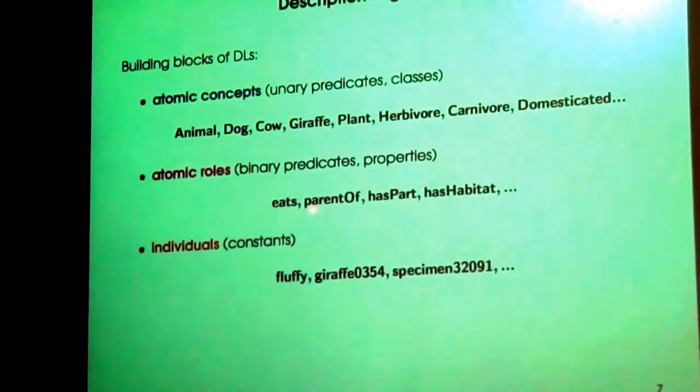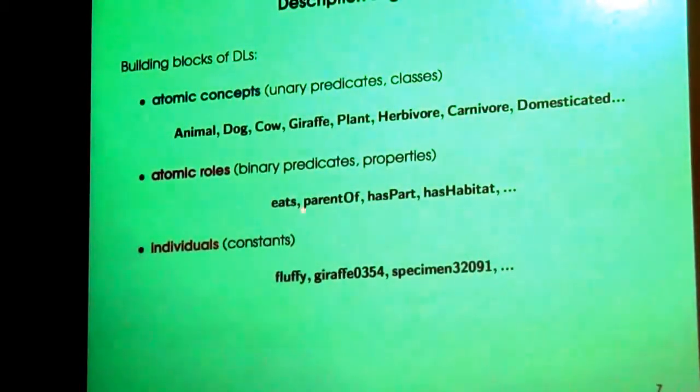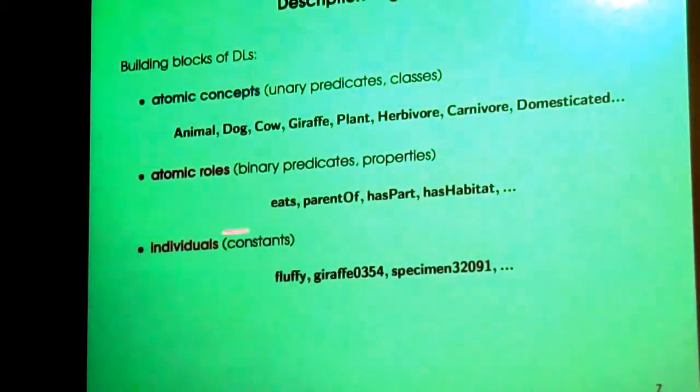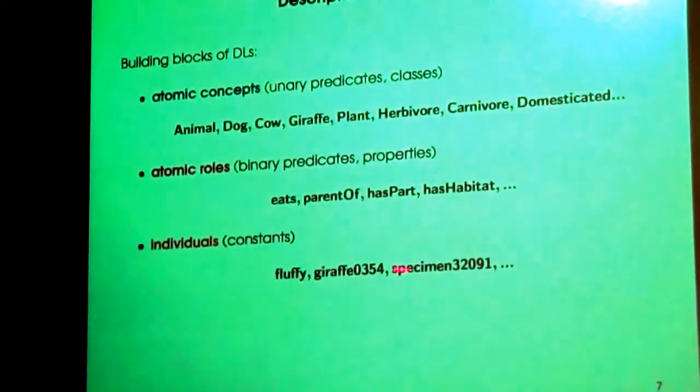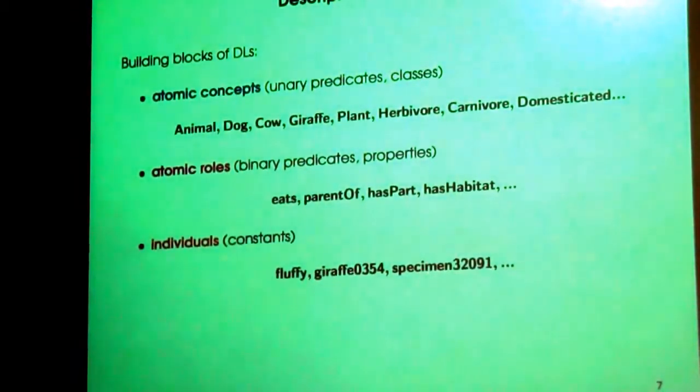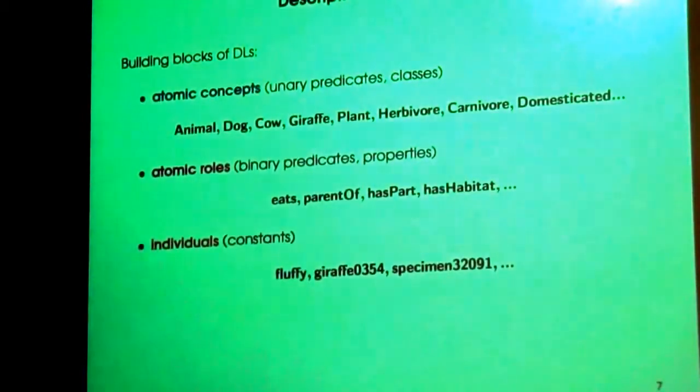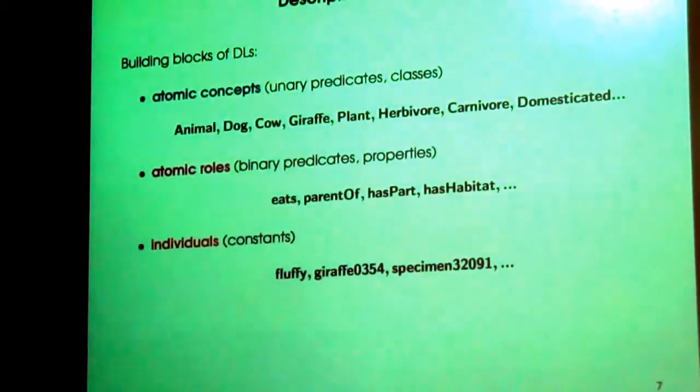Afterwards, we have atomic roles, so we're going to also be able to talk about binary relations, sometimes called properties. So we can say that something eats something else, that an entity is a parent of another entity, that an entity has something as a part, or has a habitat, and so on. And finally, we also have what we call individuals, which are simply constants, so they denote specific entities. So here I might have Fluffy, some particular giraffe, some particular specimen, or so on. Okay, so that is the basic elements of our language.